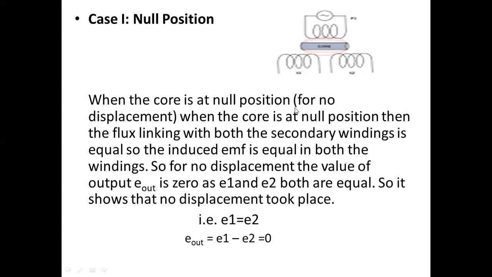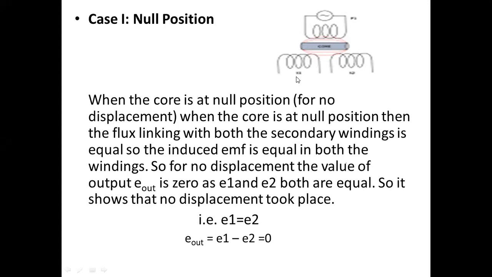When the core is at the null position, meaning no displacement, the flux linking with both the secondary windings is equal. So the induced EMF in both the windings is equal, the same. So for no displacement, the value of output is 0.